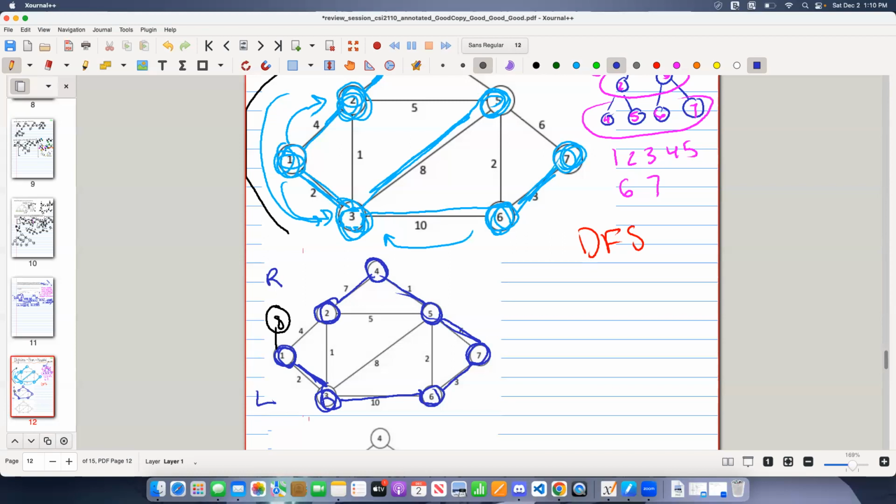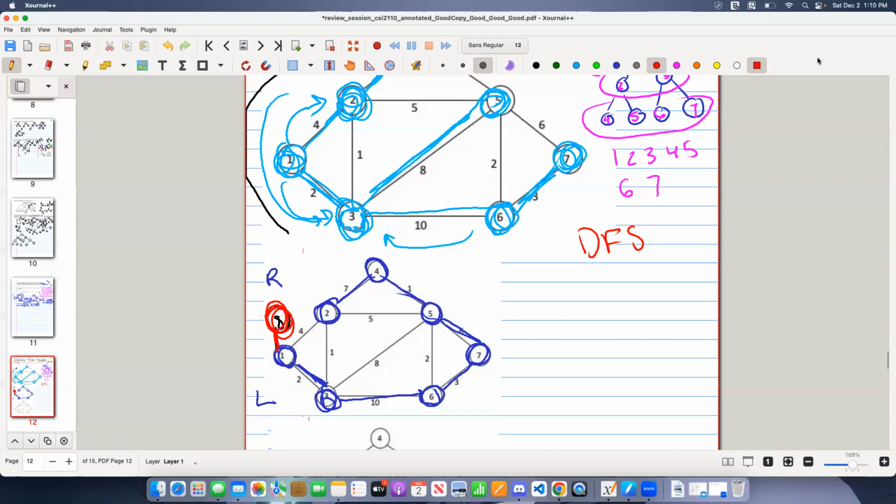Okay, so now we go back all the way to the start. That's why I drew this note, so it kind of illustrates what you do. You go back all the way to 1, and you see, can 1 explore anything? Yes, 1 can explore 8. So your depth first search would go that way.